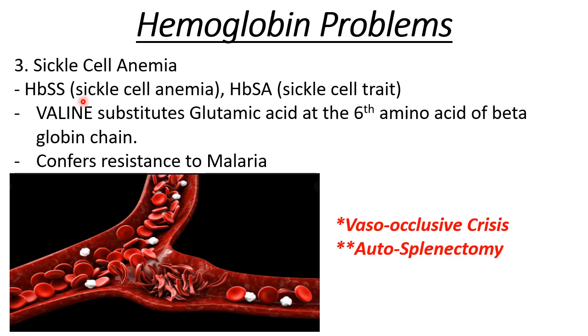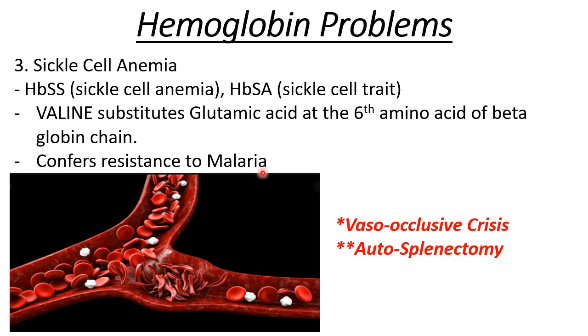Ano naman ang genetic mutation that can be observed in sickle cell anemia? Ang valine will substitute the normal glutamic acid at the 6th amino acid of the beta-globin chain. So, since second year, pinapamemorize ko na to sa inyo. Dapat wala nang magkakamali dito. And another important to take note is that sickle cell anemia confers protection against malaria. So, tatlo na ang conditions that can protect us against malaria: G6PD, ovalocytosis, and sickle cell anemia.